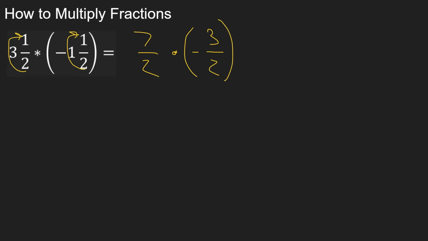And then multiply straight across. 7 times 3 is 21, 2 times 2 is 4, and then we follow the rules for multiplying positives and negatives. You have a positive 7 halves and a negative 3 halves. Positive times a negative is a negative. Again, you could put the negative on the 21, on the 4, or right in front of the fraction. Just don't put a negative on the 21 and the 4, because that would be incorrect.